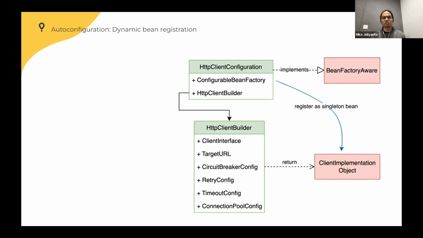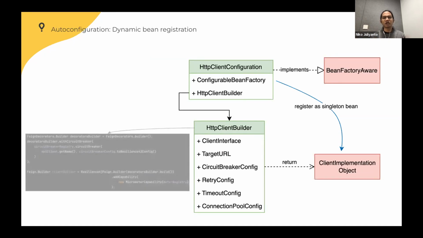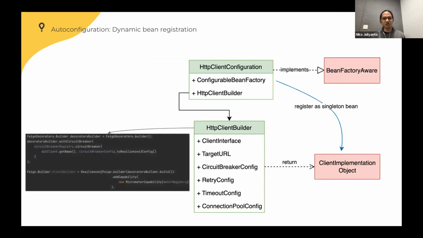The second one, inside the client configuration, we have instances of client builder. The number of client builders depends on how many clients we have. The client builder is responsible for building the client implementation. It's like wrapping the Feign builder, but instead of using the Feign builder, we use the Resilience4j Feign builder, where we can add functionality such as circuit breaker, retry mechanism, and also enable Micrometer for observability.